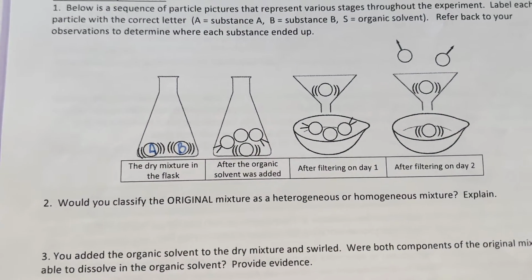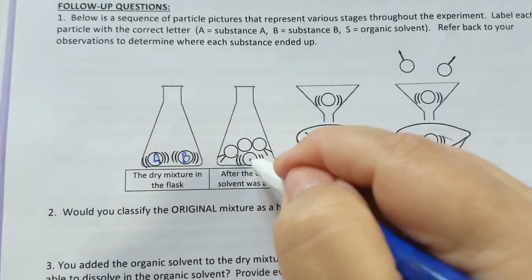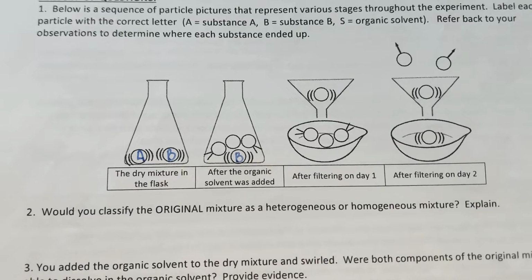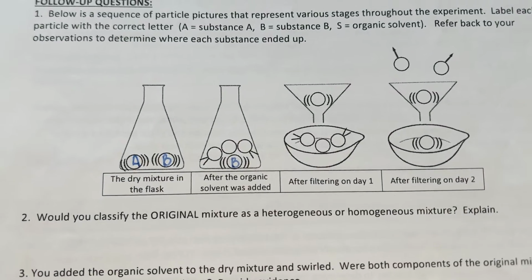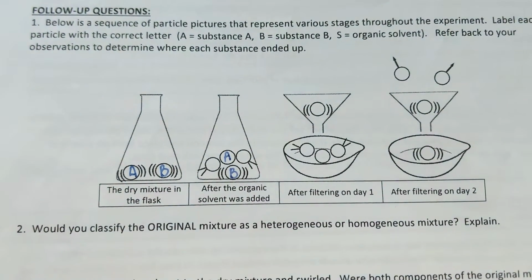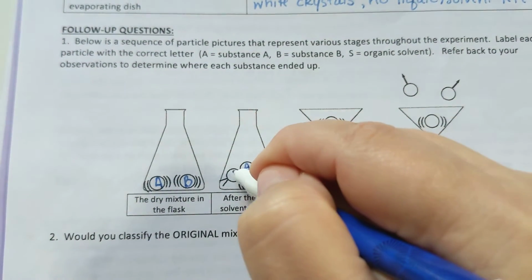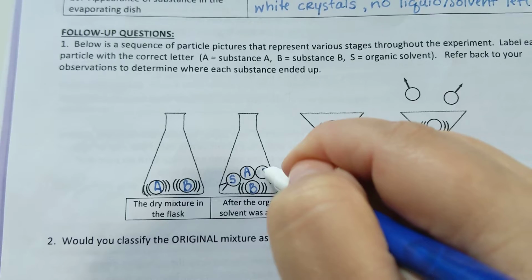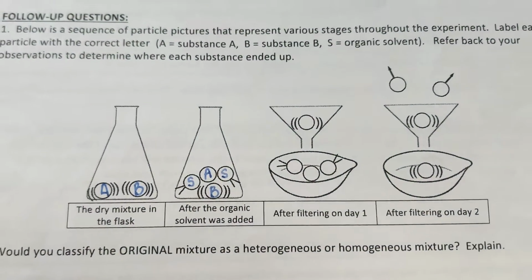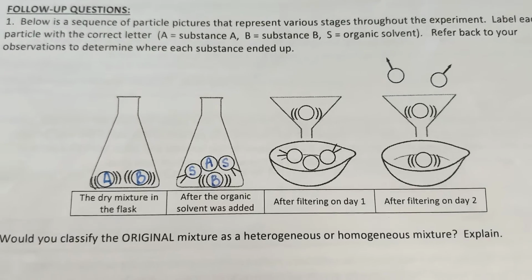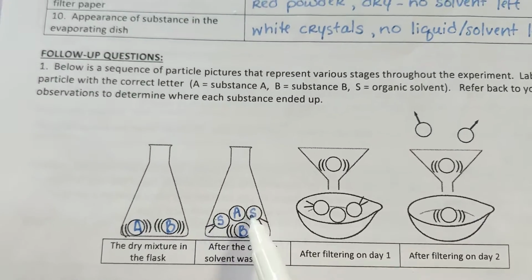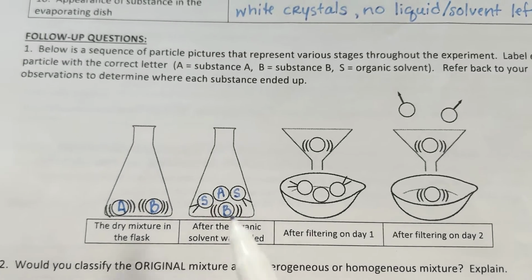Then I added solvent. The B was the red part. It did not dissolve, so it is still a solid. The A, the white part of my mixture, does dissolve, and it dissolves in the solvent. So it's the solvent that surrounds A, breaks it down into tinier pieces so we can't see it anymore, and that's why we're going to draw S's on either side of that A.